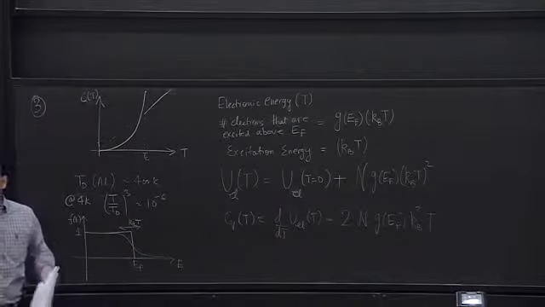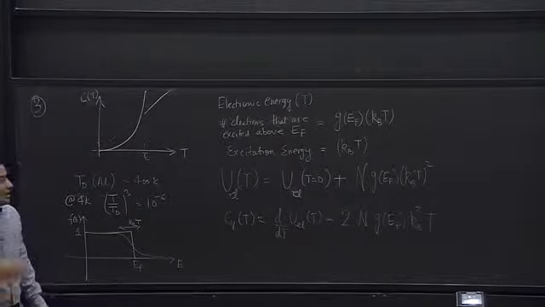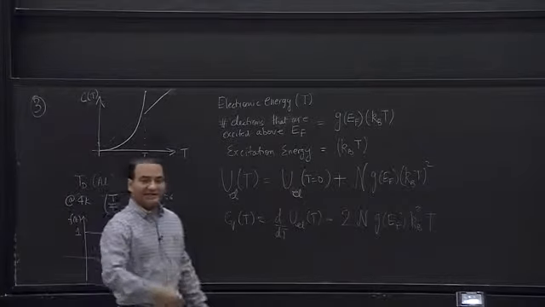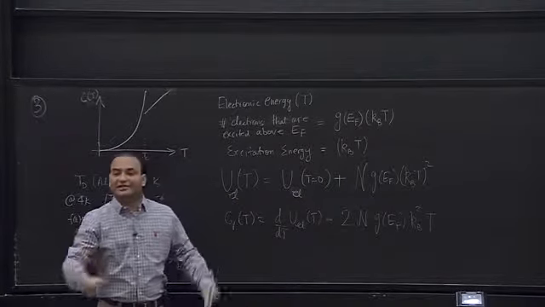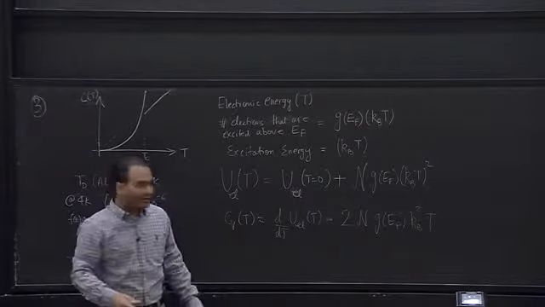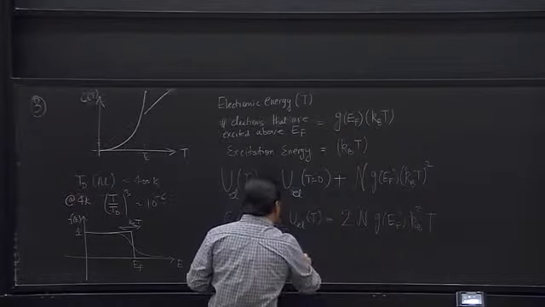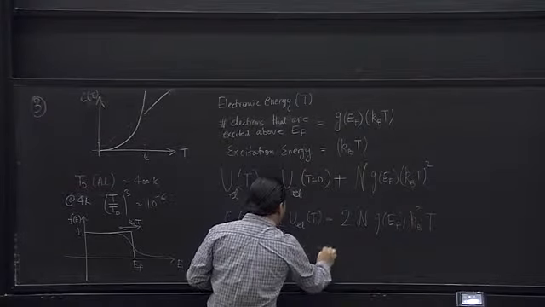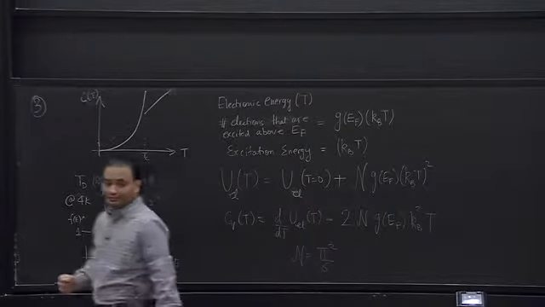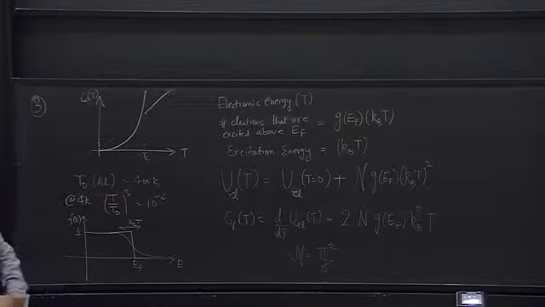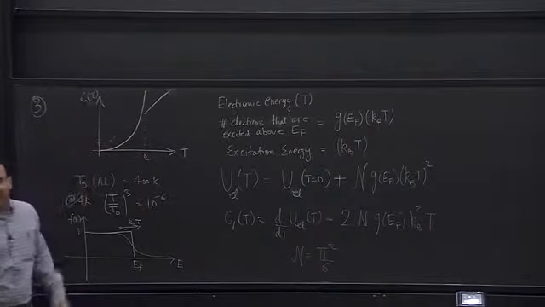If you do a more sophisticated calculation by including the dispersion relation, density of states, and basically calculating the expectation value of C dagger C and then taking the derivative, this is not very far off. You will find that this n is pi squared over 6. So what we should expect for a material is this linear behavior.